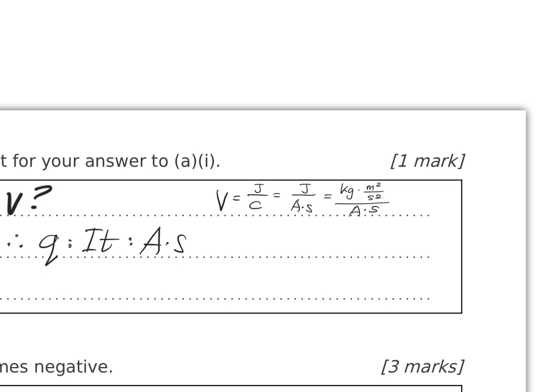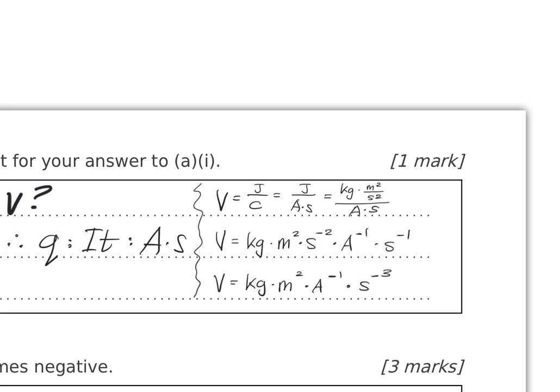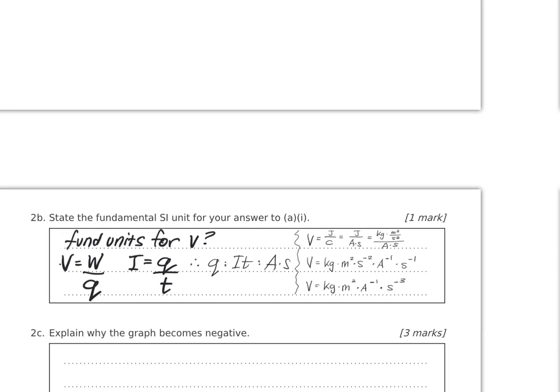So we can just reduce this, simplify, that's the word I was looking for. And so in the end, we combine the s to the negative 2 with the s to the negative 1, and we get that a volt is a kilogram meter squared per ampere seconds cubed. So those are the fundamental units.